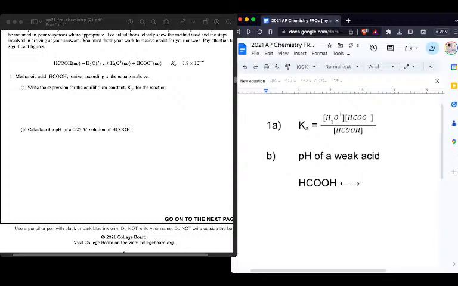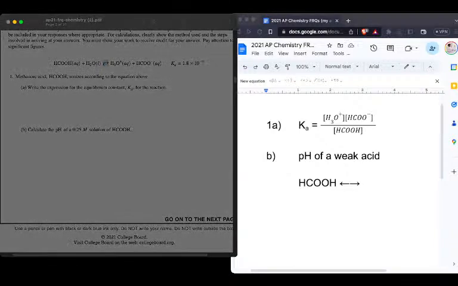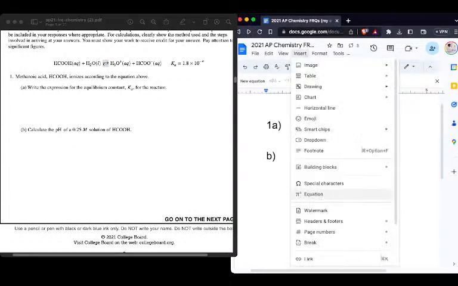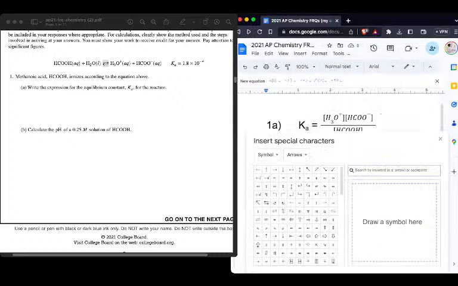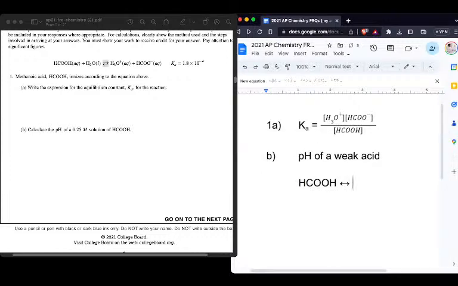I don't have access to the equilibrium arrow here. Is it going to let me copy that? No, it doesn't. Let's go see if I can find one. Insert special character. I'm looking for an equilibrium arrow somewhere here. That one's good enough, even though it's more like a resonance arrow.